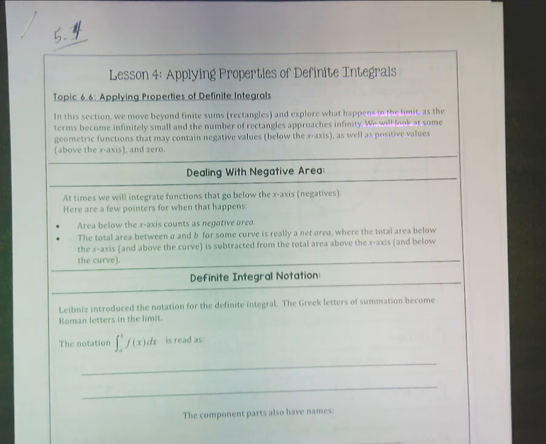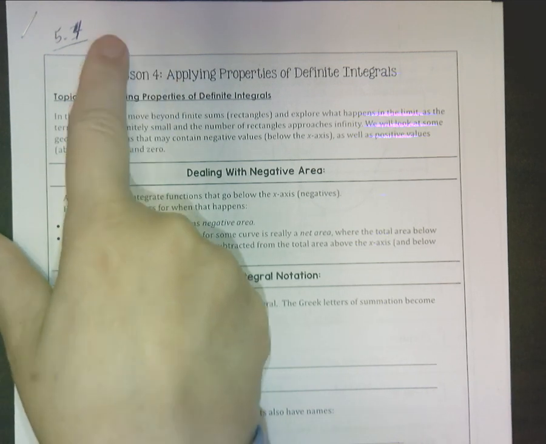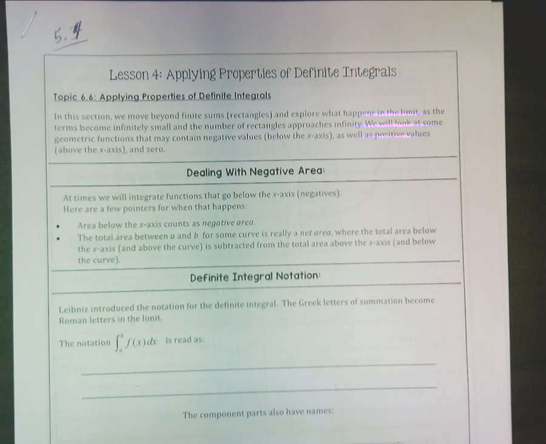Okay, so this is section 5.4, applying properties of definite integrals. Sorry about all the crazy numbers, 6.6, less than 4. We're just going to call this 5.4.